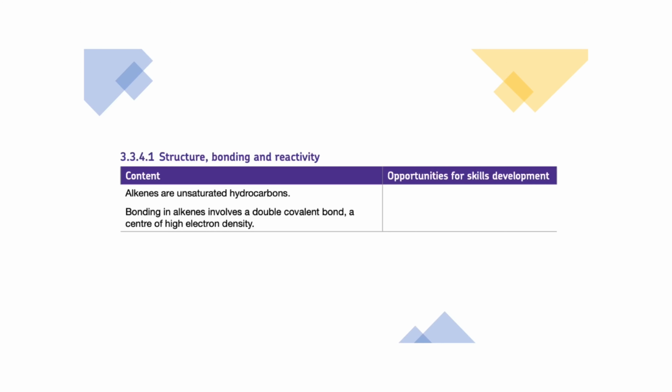Okay, so the first part we'll look at today is the structure, bonding and reactivity. The first thing that the specification says you need to know is that alkenes are unsaturated hydrocarbons. That means that they contain a carbon-carbon double bond. Okay, and then it sort of says that again here. Bonding in alkenes involves a double covalent bond, which is a center of high electron density. So the whole chemistry of alkenes is because of the fact that they've got this double bond. That means that there are two pairs of electrons, so there's a high region of electron density in alkenes.